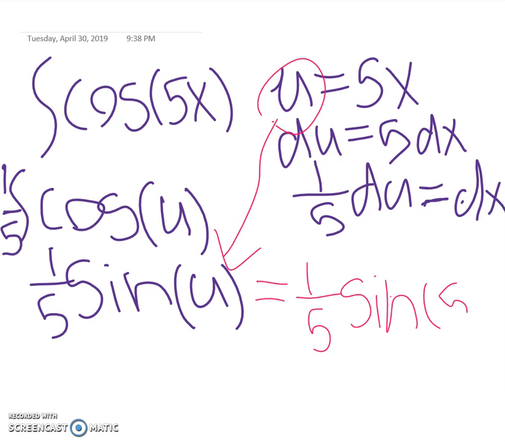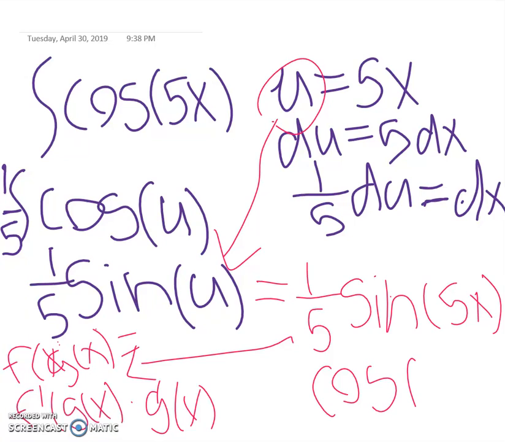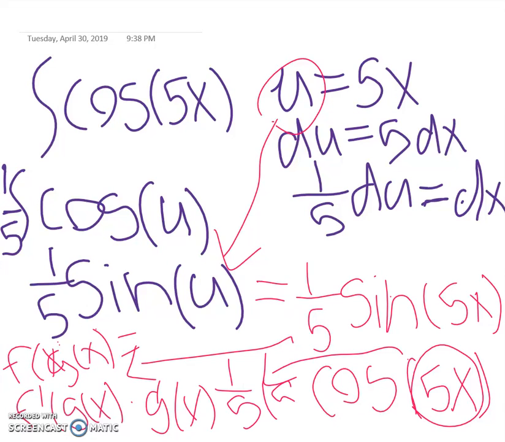And if we actually take the derivative of that and use the chain rule, if we have f of g of x, we know with the chain rule that it's going to be f prime of g of x times g prime of x. So if we take the derivative of that, the derivative of sine is cosine of 5x times the derivative of our g of x, which is 1/5 times 5, and then we're going to get back to our original cosine of 5x.